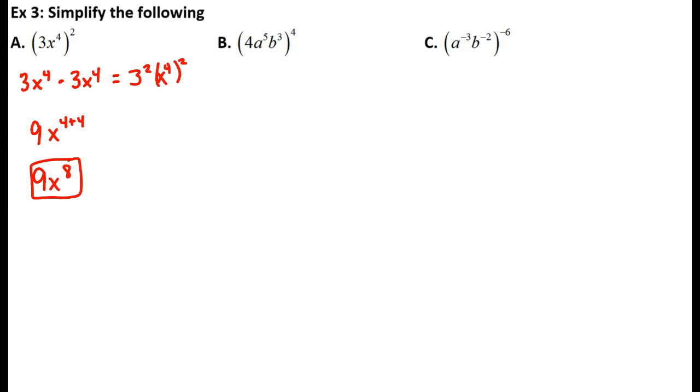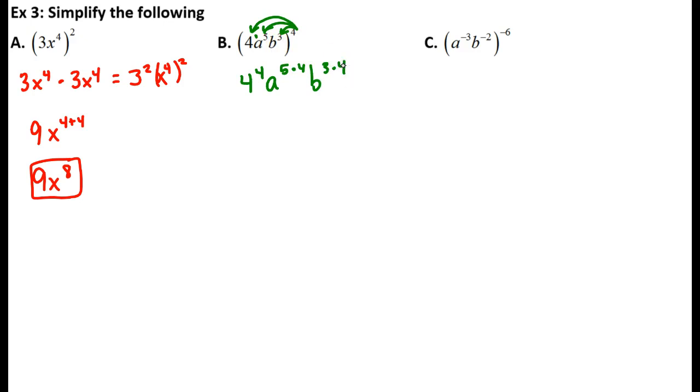Looking at B, here I have 4a to the 5th times b to the 3rd, and that's all raised to the 4th power. So I'm going to go ahead and distribute to the exponents, so that becomes 4 to the 4th power. Remember, this has a 1, so 1 times 4 is 4. Then I have a to the 5 times 4, and b to the 3 times 4.